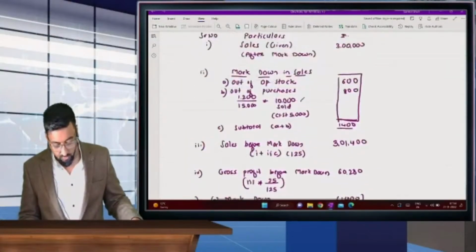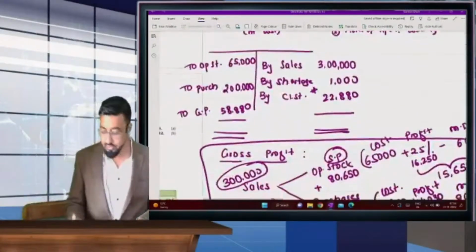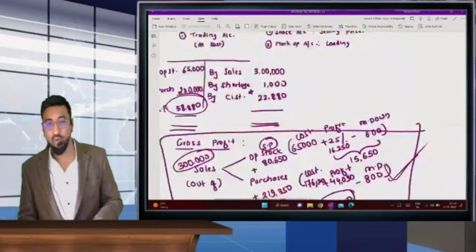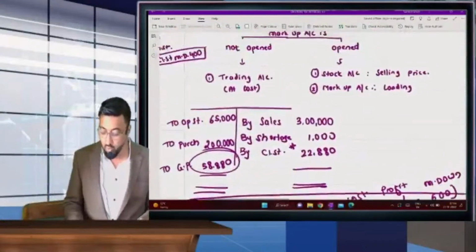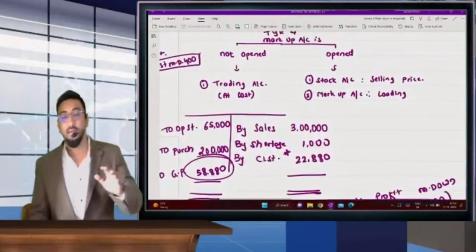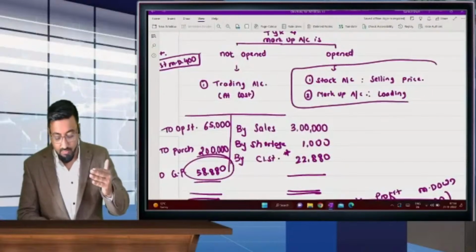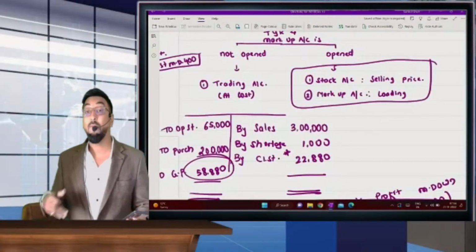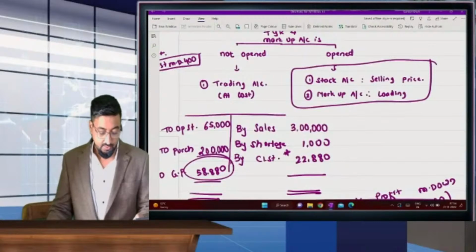Let's go, working note 1 is clear. So trading account, this is a final profit that you should get in the markup account. Now I will show you this calculation without a trading account. If you prepare stock account and markup account, finally you will get the same GP, but in a different way. This is a different way of presentation. Either show at cost or show at selling price.